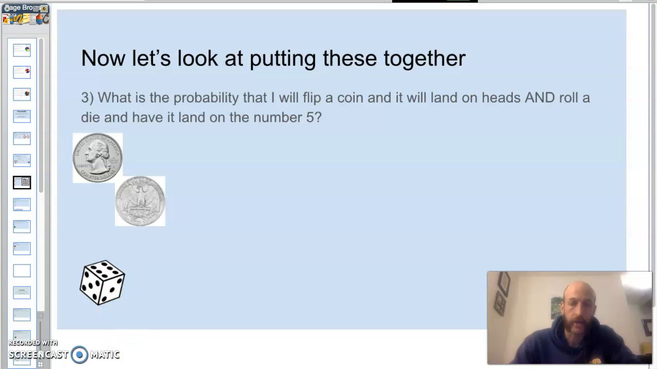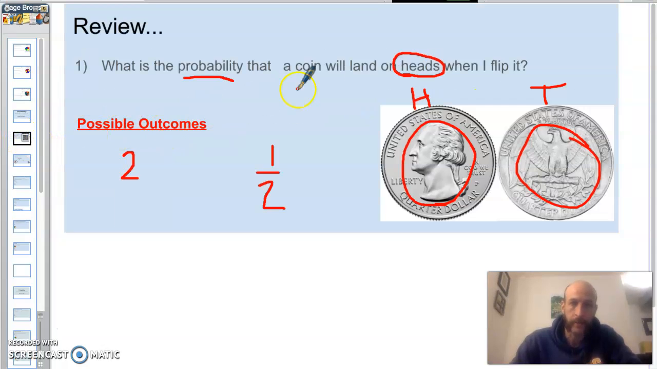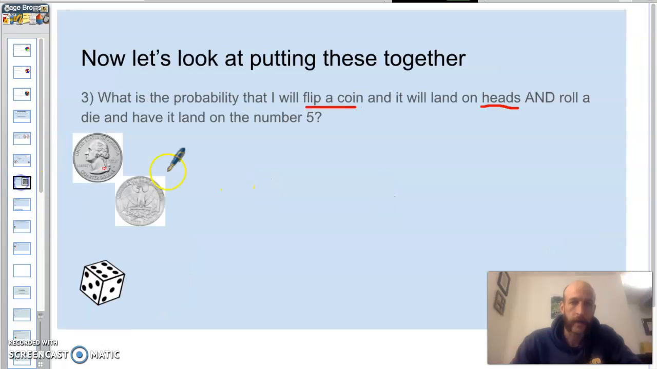So we're looking at 2 different things here. We're flipping a coin and we're looking for the probability of getting a heads. Well, if we go back to that first problem, we know what the probability of getting a heads is. It's 1 out of 2. So I'm going to put that over here. This is for the coin.